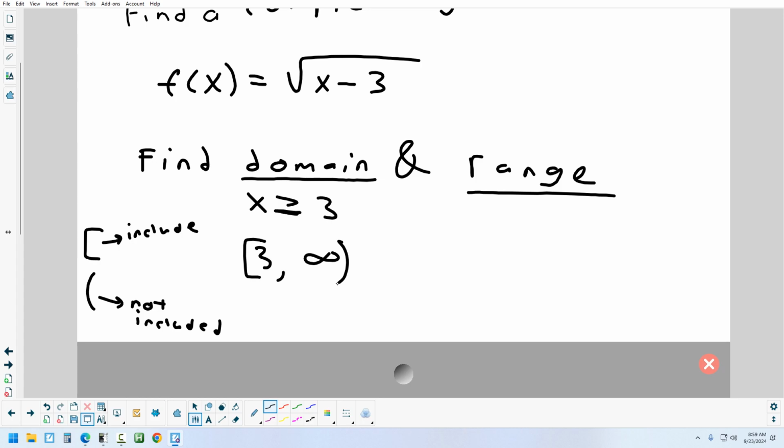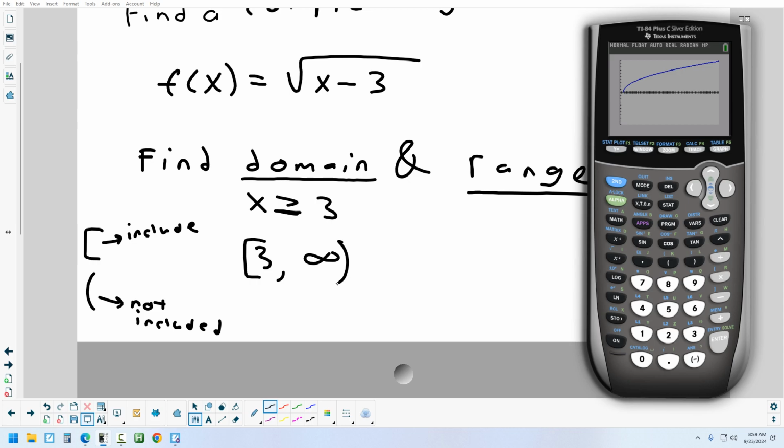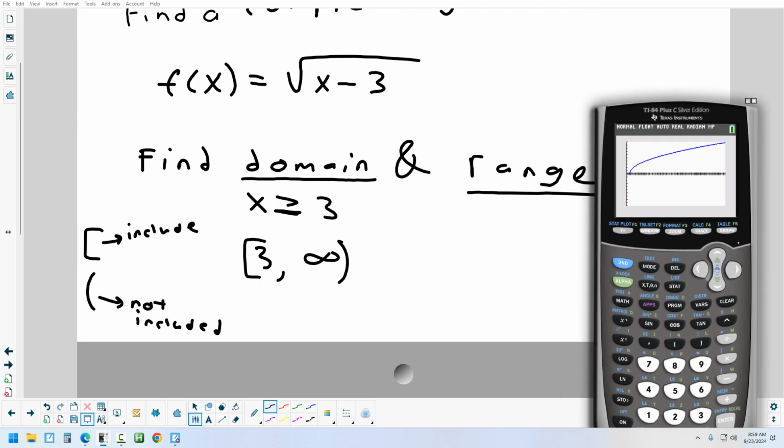Okay. All right. Now let's try to do the range the same way. Okay, so let's look at our graph. Domain is left and right. So this graph starts at 3 and it goes to the right forever. Range is up and down. What does it look like the lowest that the graph goes is as it starts coming down? Yeah, the lowest it ever goes is 0.